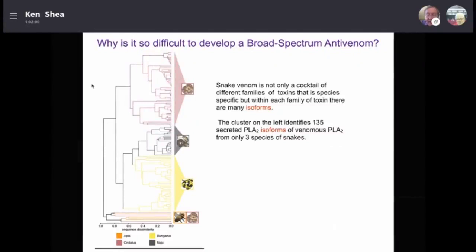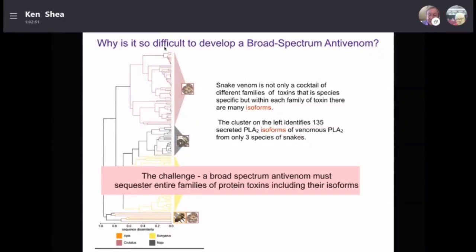Perhaps in an effort for the snake to stay ahead on an evolutionary basis of its prey, oftentimes small mammals, the protein toxins are not pure substances, but consist of many isoforms. These are taking the coded information in DNA, but putting those pieces together differently. And so each protein toxin, for example, PLA2, consists of a collection of isoforms. In the three species of snakes that I've indicated here, there are over 135 different PLA2 isoforms. And so this, of course, raises the ante, or makes it more complicated to produce a broad spectrum antivenom to sequester entire families.